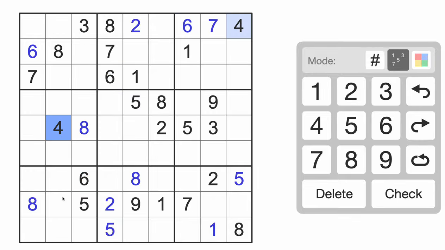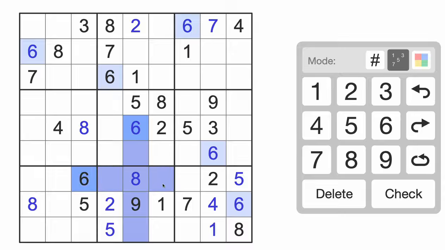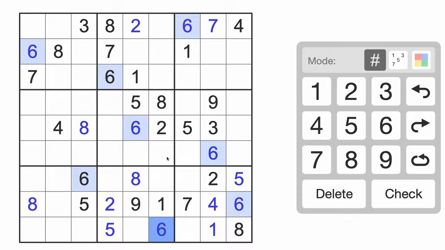Okay. 4 blocks here. This 4 blocks here. So I can place 4 on row 8. And this 6 blocks these. So that gives me 6 here. 6 and 6 gives me 6 here. 6 and 6 gives me 6 here. And 6 and 6 gives me 6 here. And 6, 6, 6 gives me 6 here.